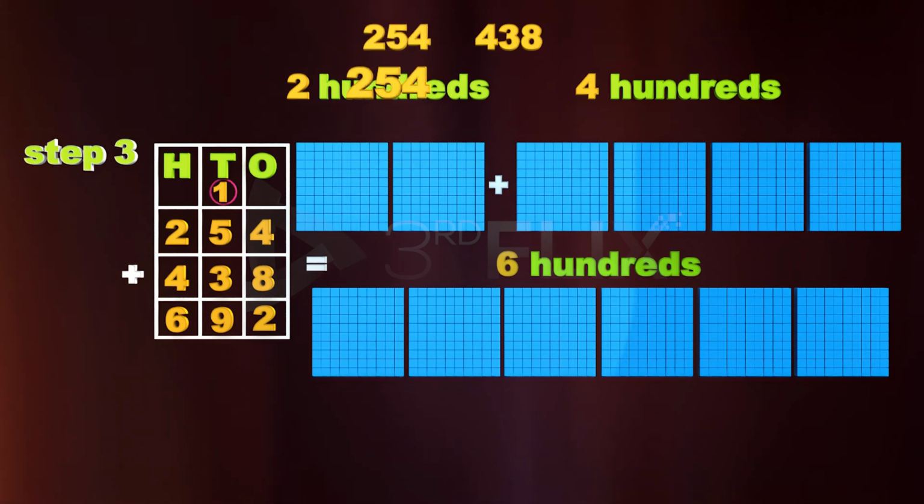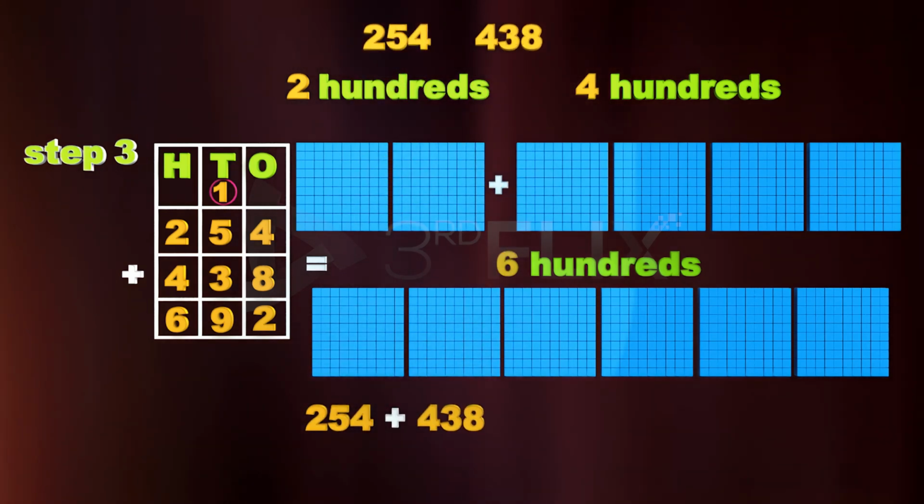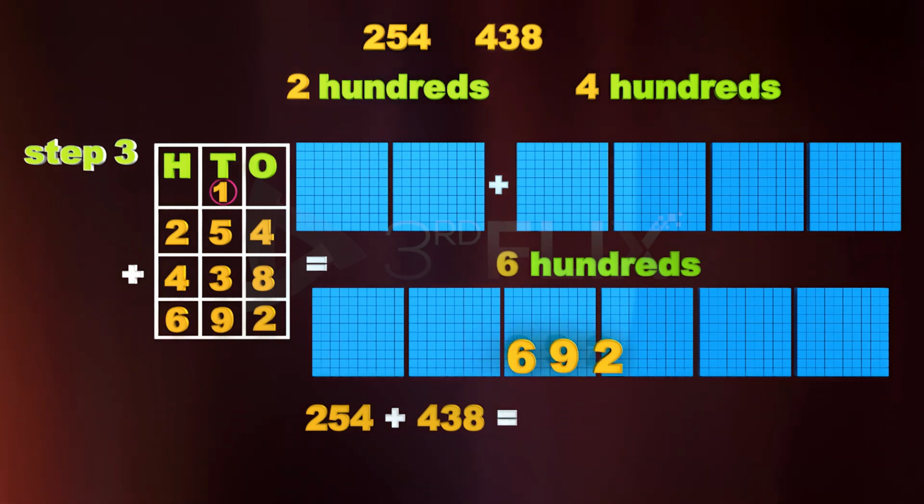Thus, 254 plus 438 is equal to 692. 692 people had come at the start of the program.